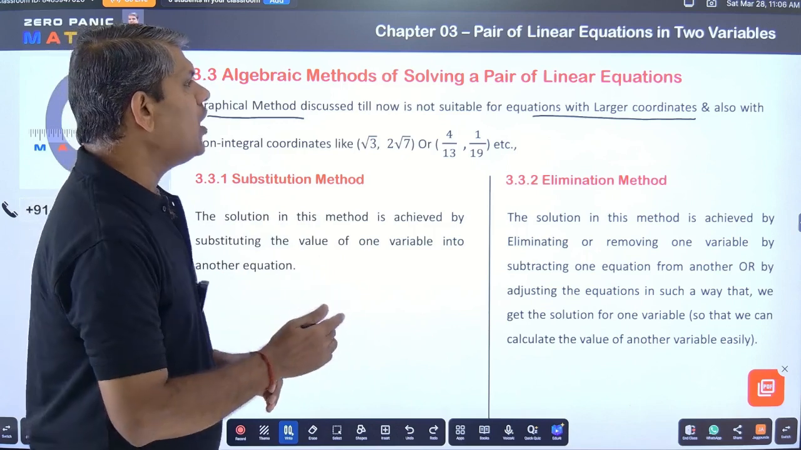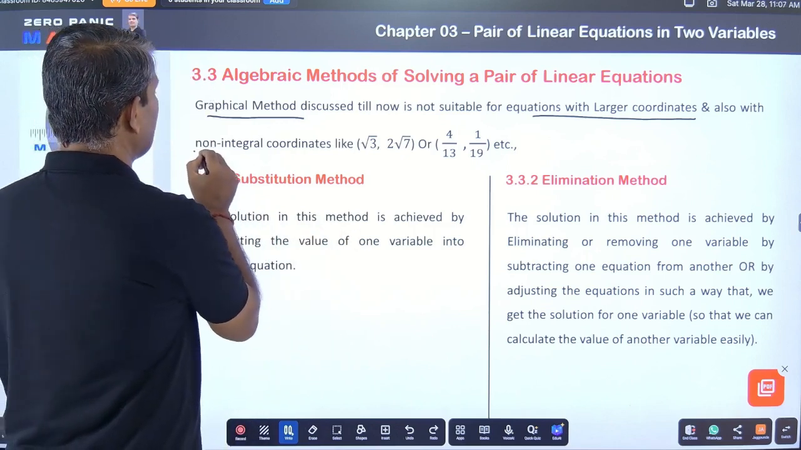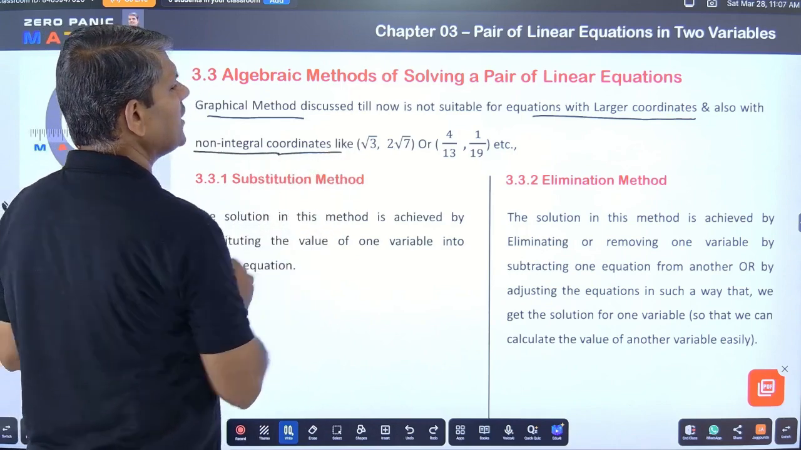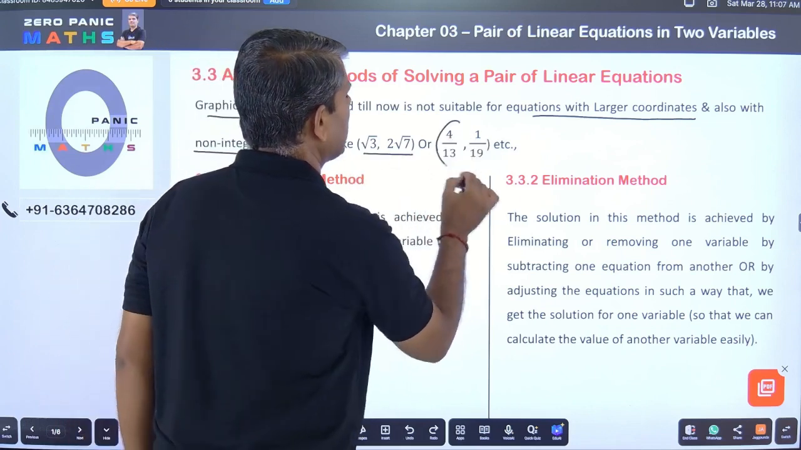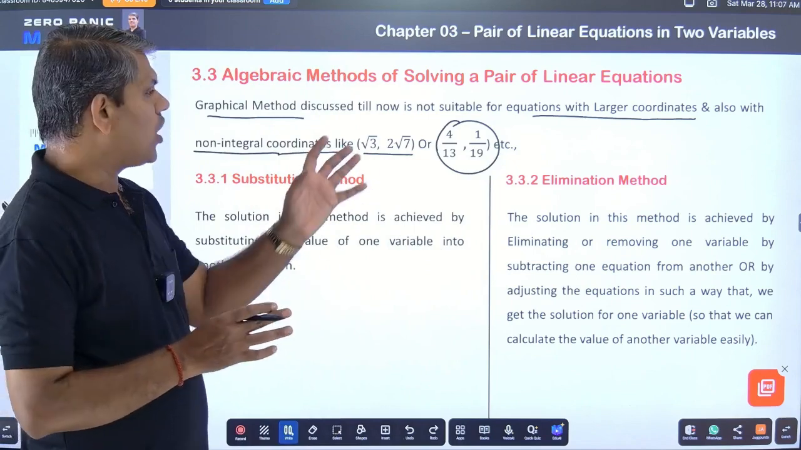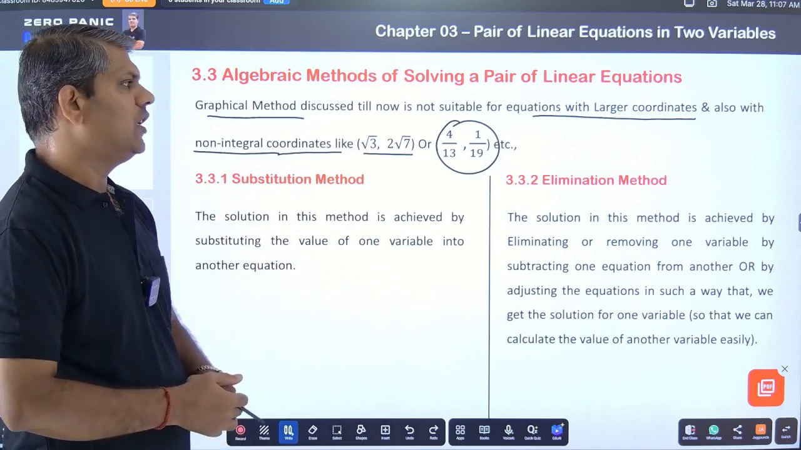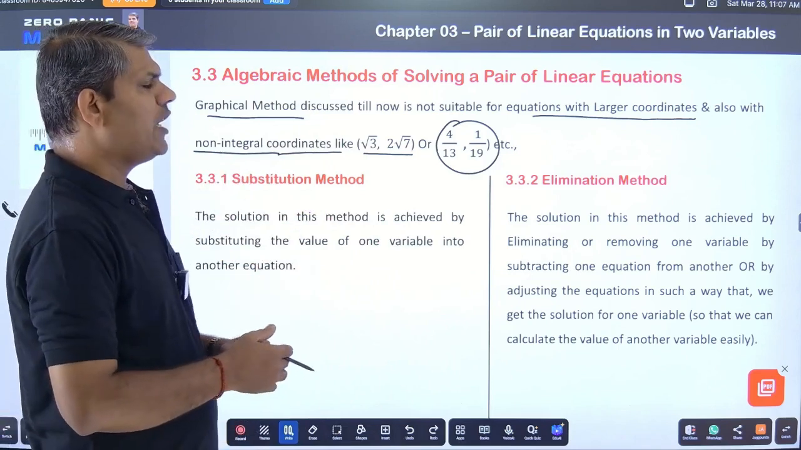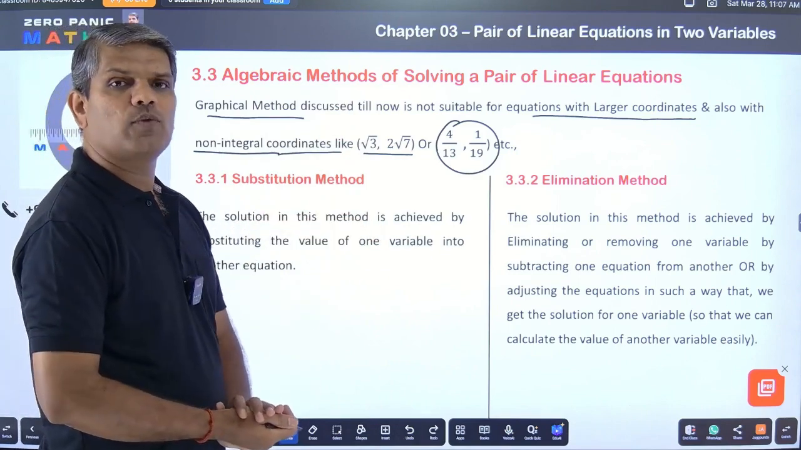Along with the larger values, it is also difficult to represent non-integral coordinates like some irrational values or some fractional values. It is also difficult to plot such coordinates onto the graph sheet. So that is the reason we are going for an algebraic way of solving the problem.